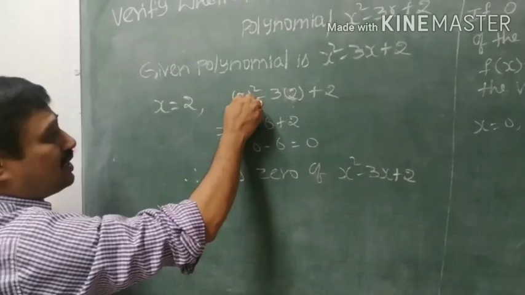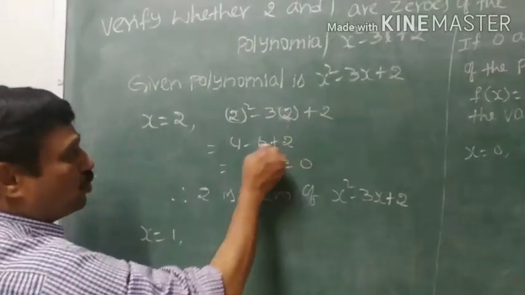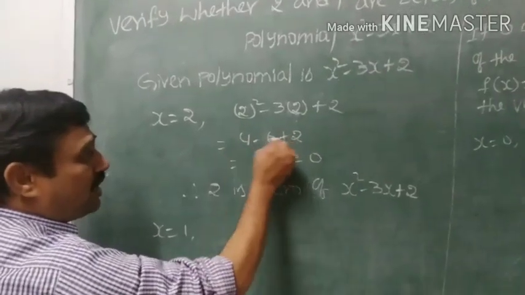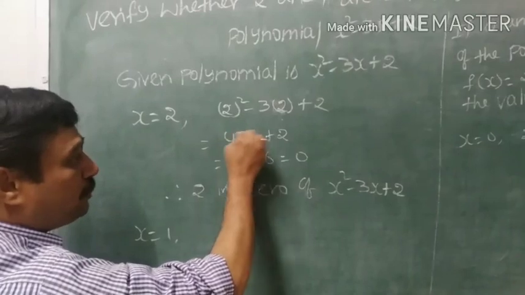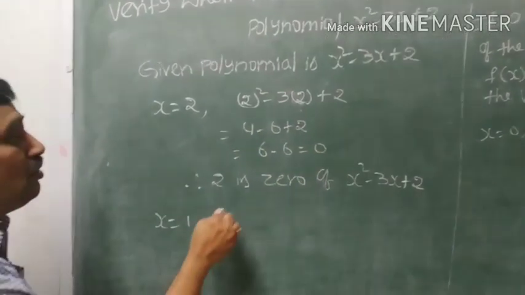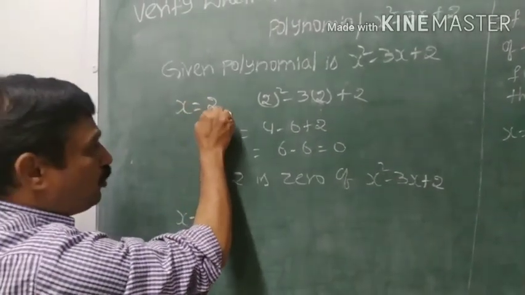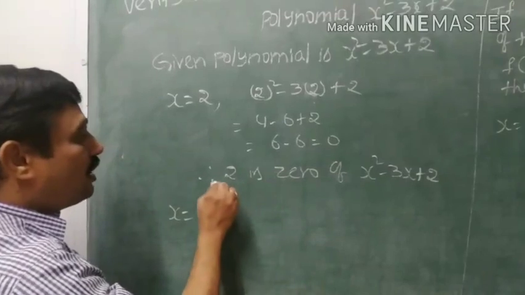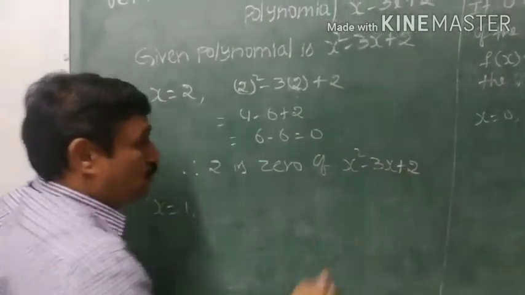Now 2 square is nothing but 4, minus 3 2s are 6, plus 2. Now 4 plus 2, first of all take the plus values. Here what are the plus values? 4 and 2. That means 4 plus 2 is 6. 6 minus 6 equal to 0. So here we got 0. That means if we substitute the value 2, then we will get 0, isn't it? Therefore 2 is a zero of x square minus 3x plus 2.